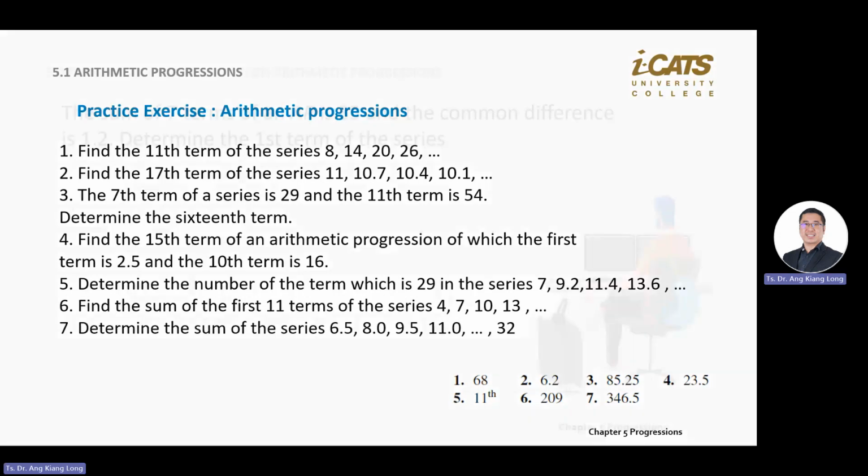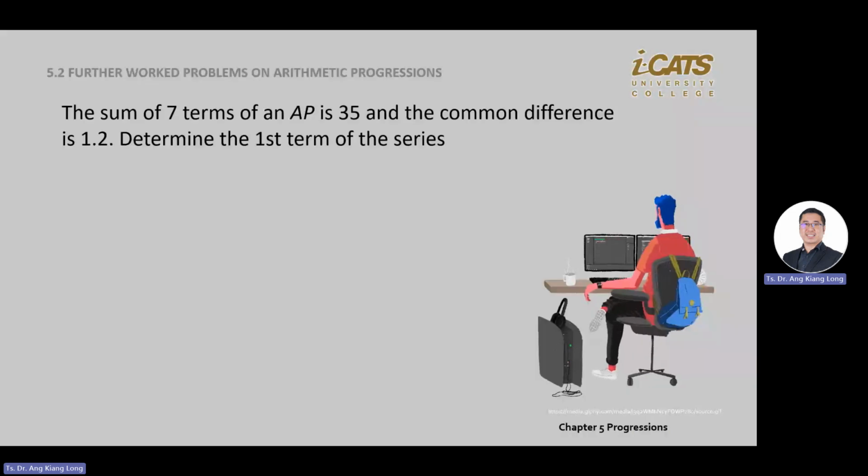Okay. So this is a further exercise, or the kind of question you will see in the test or final exam. It will give you some information and then you reverse back the process. For example, this one, sum of 7 terms of an AP. It tells you directly AP. So you use the second equation of this chapter, which is the sum equation. It's 35. And the common difference d is given. So it asks you to determine the first term in the series.